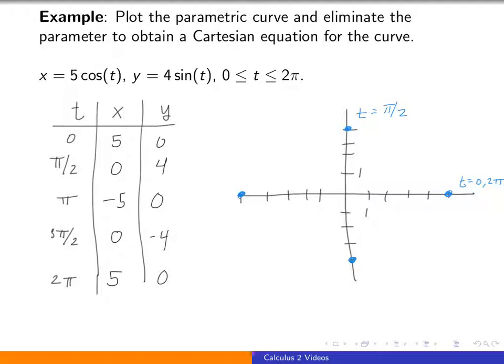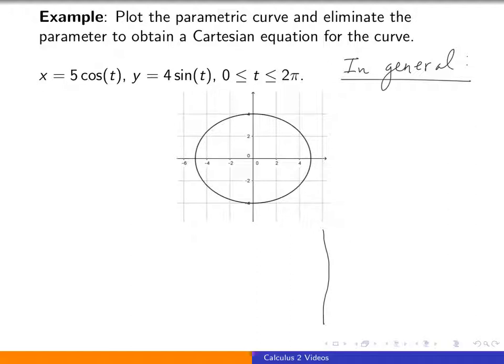And I'm going to just go ahead and connect these as follows. And we're going around here in the counterclockwise direction. And the observation to make is that this appears to look like an ellipse. And if we check the points at, say, t equals pi over 4 and t equals 3 pi over 4, hopefully this would confirm what we're finding. But let's go ahead and eliminate the parameter and just verify this analytically.